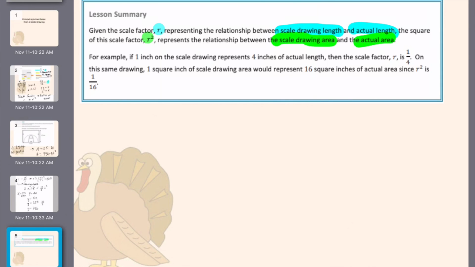For example, if 1 inch on the scale drawing represents 4 inches of actual length, then the scale factor, r, is 1 over 4. On this same drawing, 1 square inch of scale drawing area would represent 16 square inches of actual area, since r squared is 1 over 16.